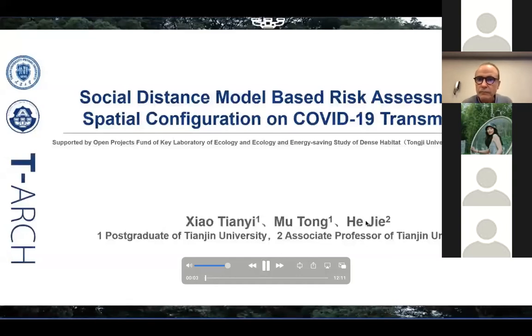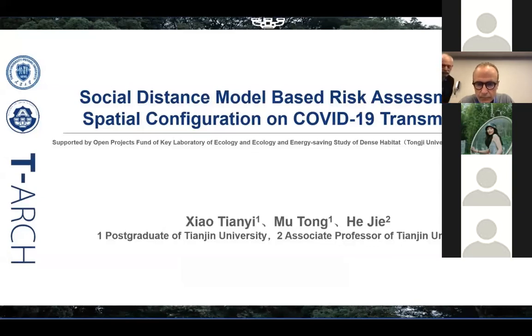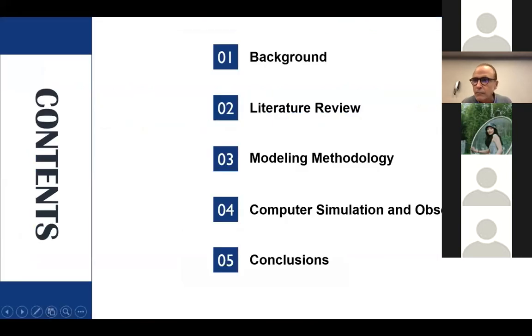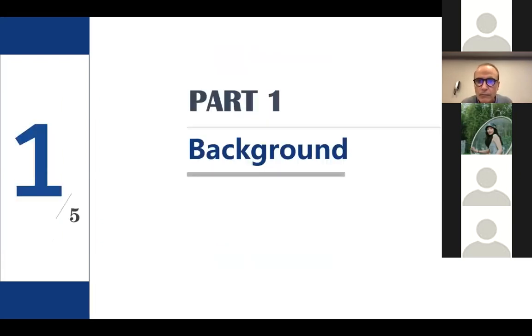Hello, researchers and scholars. I'm graduate student Xiao Tianyi from Tianjin University Architecture School. I'm a member of Spatial Humanities and Place Computation Lab, guided by Dr. He Jie. The topic of today's report is Social Distance Model-Based Risk Assessment of Spatial Configuration on COVID-19 Transmission. I will explain it from 5 parts: background, literature review, modeling methodology, computer simulation, and conclusions.